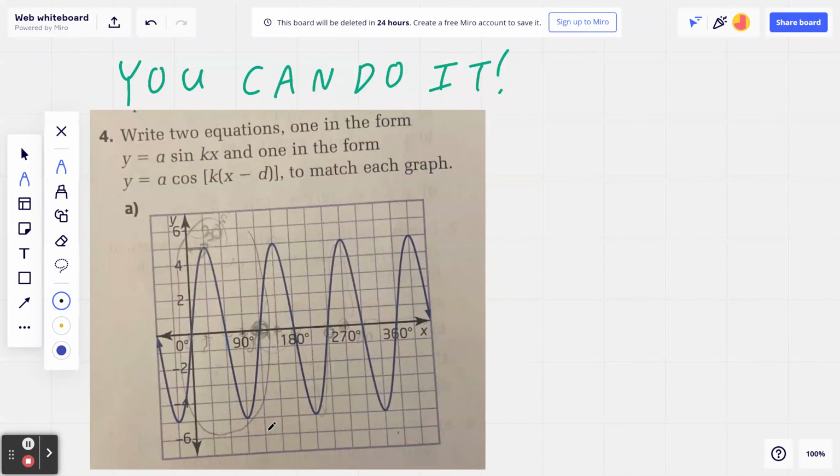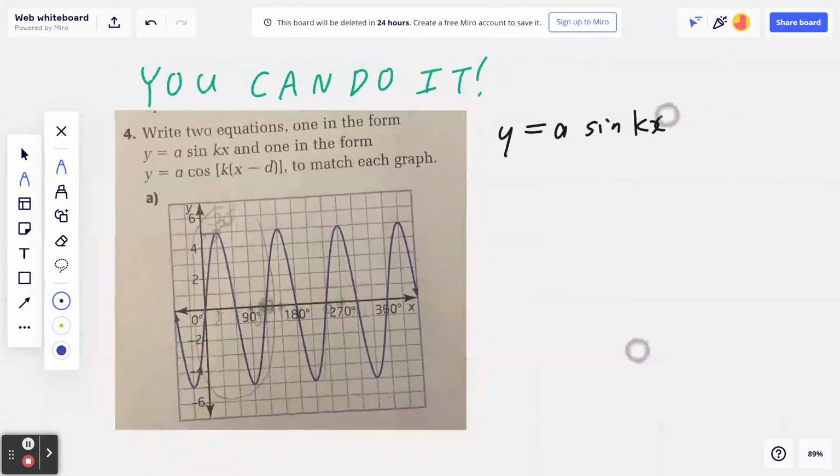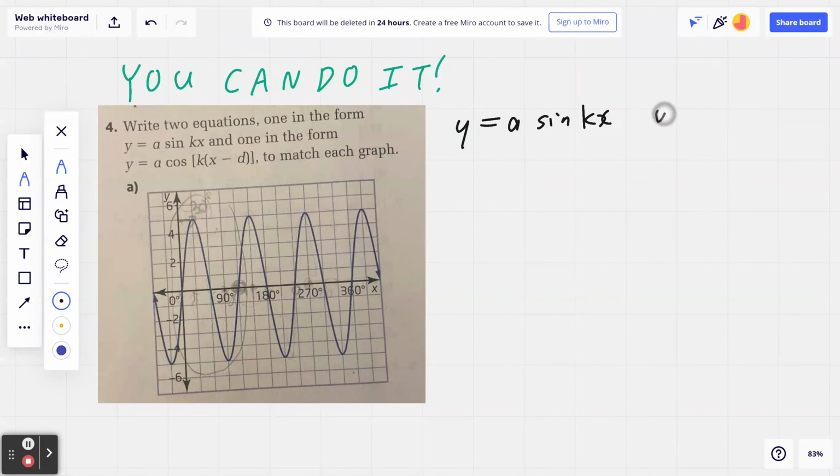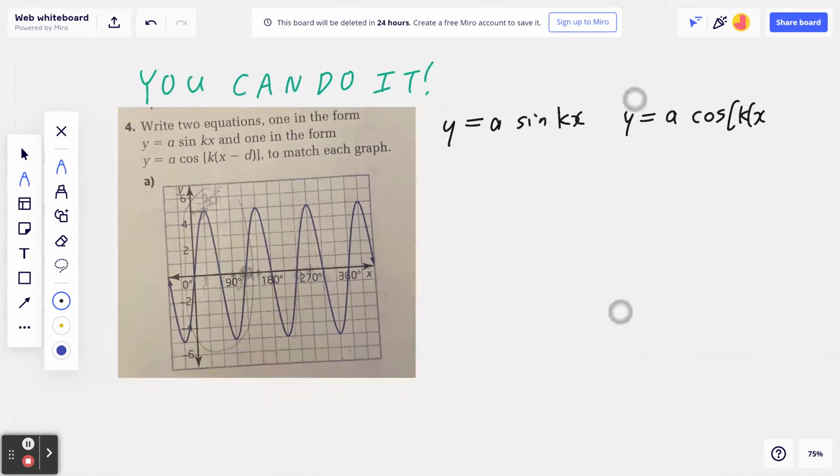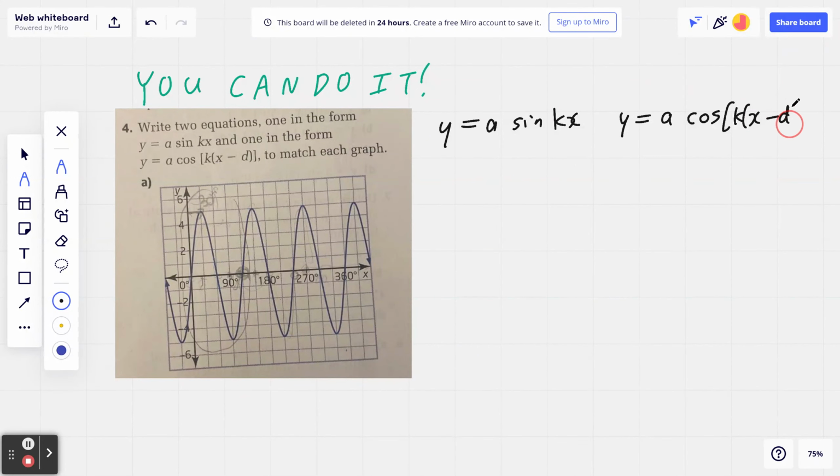Hi everyone, let's take a look at number 4. Part A. Write two equations, one in the form of y equal to a times sine of kx and one in the form of y equal to a cosine, open bracket, k times x minus d, close brackets, to match each graph.